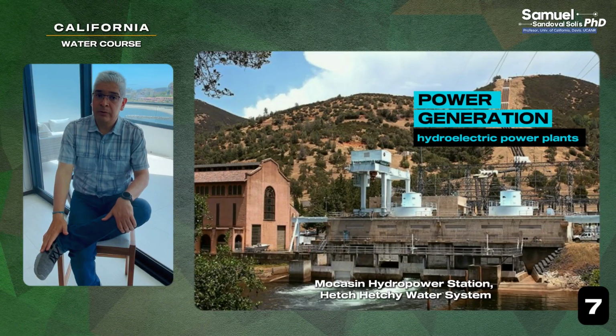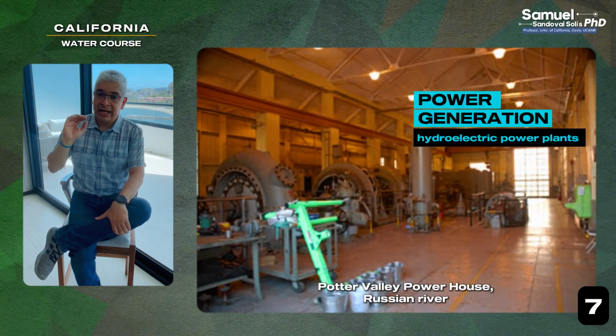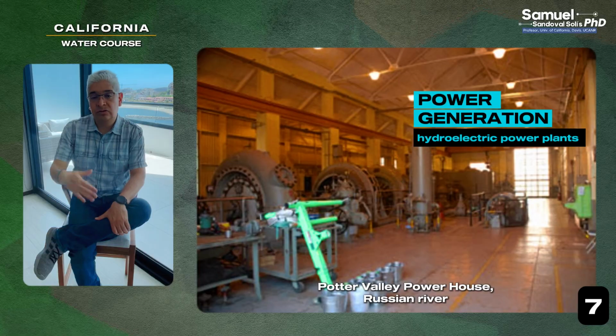And the last one is power generation. Hydropower plants often involve diverting water from rivers and then passing this water through turbines to generate electricity.